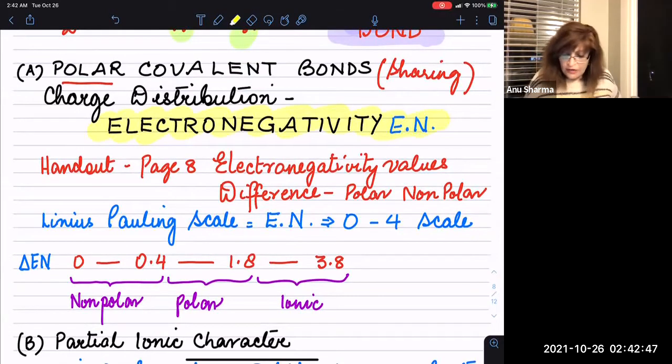Now, in your handout on page 8 are the electronegativity values, and there is also the difference in electronegativity. You're going to consult those tables. Electronegativity is the electron affinity measured on a scale from 0 to 4. When an atom has an electronegativity of 4, that means it has the maximum capacity, the highest capability to attract electrons.